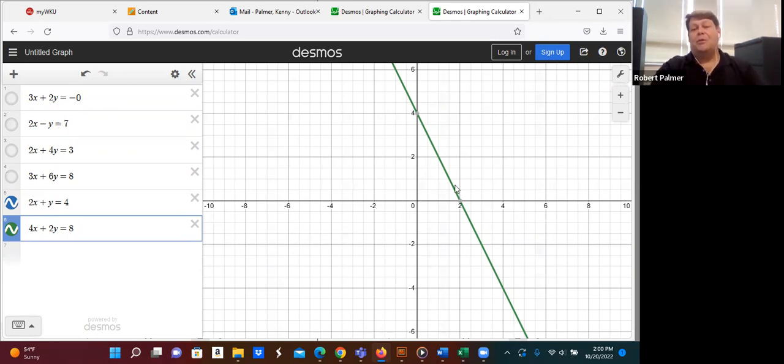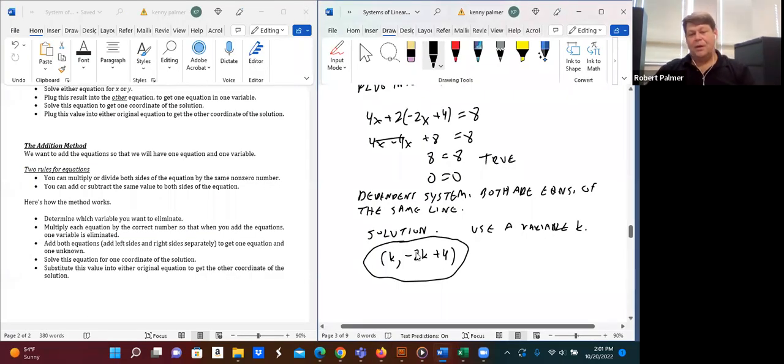And that's the solution we found. You pick any k you want, and then you make your y negative 2k plus 4. You'll get some point on this line, and then that will be a solution. So pick any k you want, make that your x, plug that in and find your y. That point will be on that line, and then will be a solution.